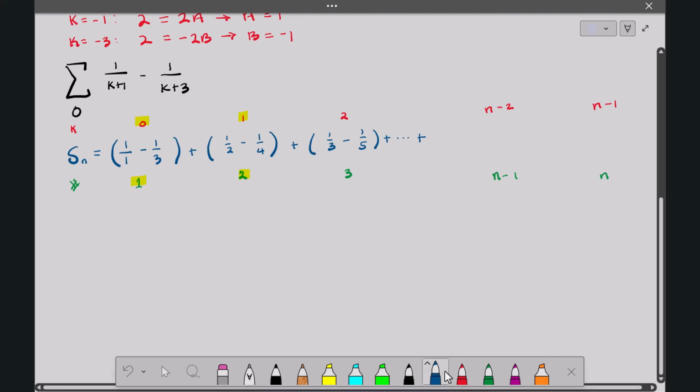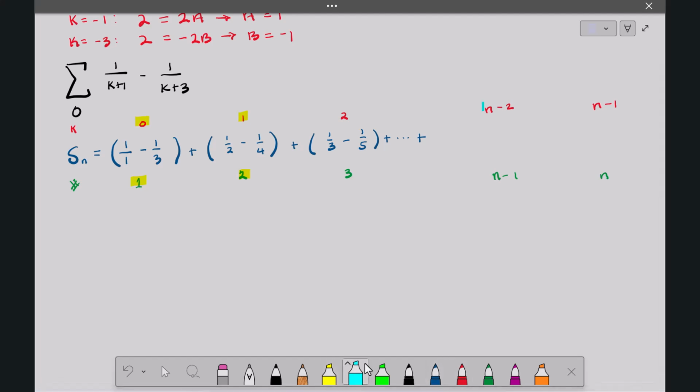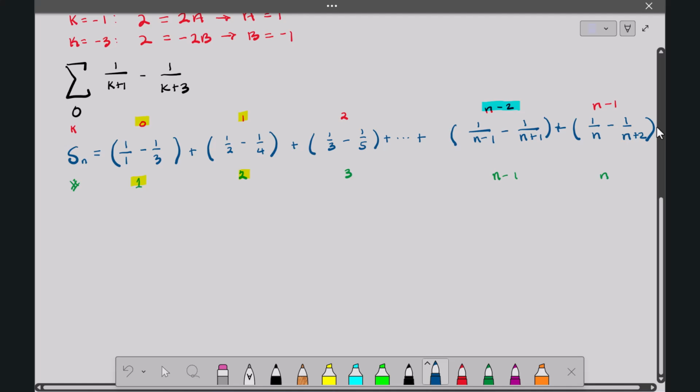So now we can come on through and find the n minus first term. The n minus first term is going to be found by plugging in n minus 2, and we're going to get 1 over n minus 1 minus 1 over n plus 1. And then the nth term is going to be found by plugging in n minus 1. We plug in n minus 1, and we'll end up with 1 over n minus 1 over n plus 2. So there is our expression for the nth partial sum.